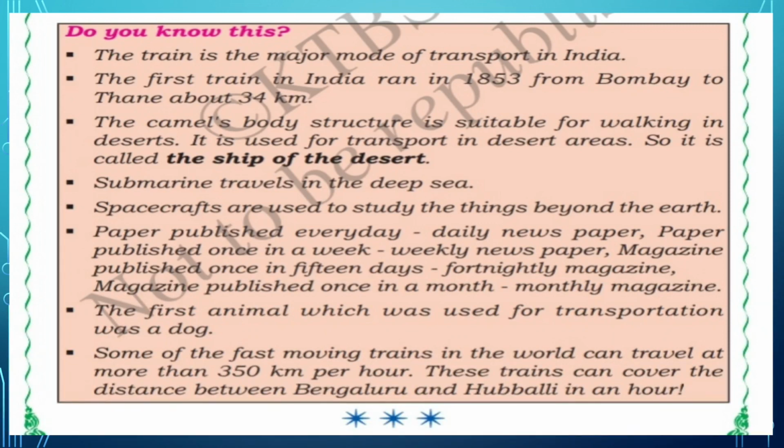That is, in 60 minutes, a train can travel 350 kilometers. The distance of Hubli to Bangalore is 350 kilometers, so it can be traveled in an hour. If we take normal trains, it might take 4, 5 or 6, 7 hours depending on the speed of the train. The fastest moving train can travel it within an hour.